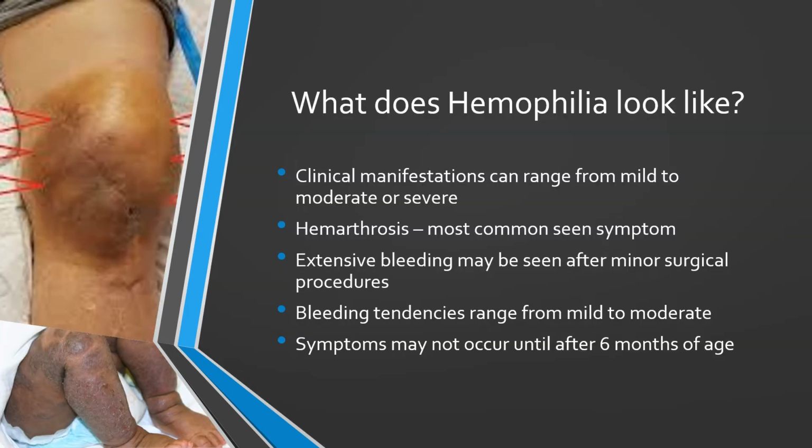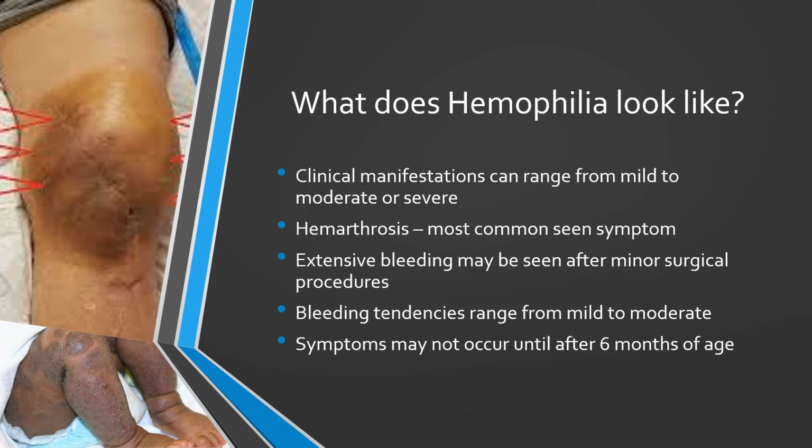So what does hemophilia look like? Classic or clinical manifestations can range from mild to moderate or severe. They have hemoarthrosis, which is the most common seen symptom, and that's that bleeding into the joint spaces. There can be extensive bleeding that may be seen after minor surgical procedures, such as a circumcision, maybe a tooth extraction, just that excessive bleeding.